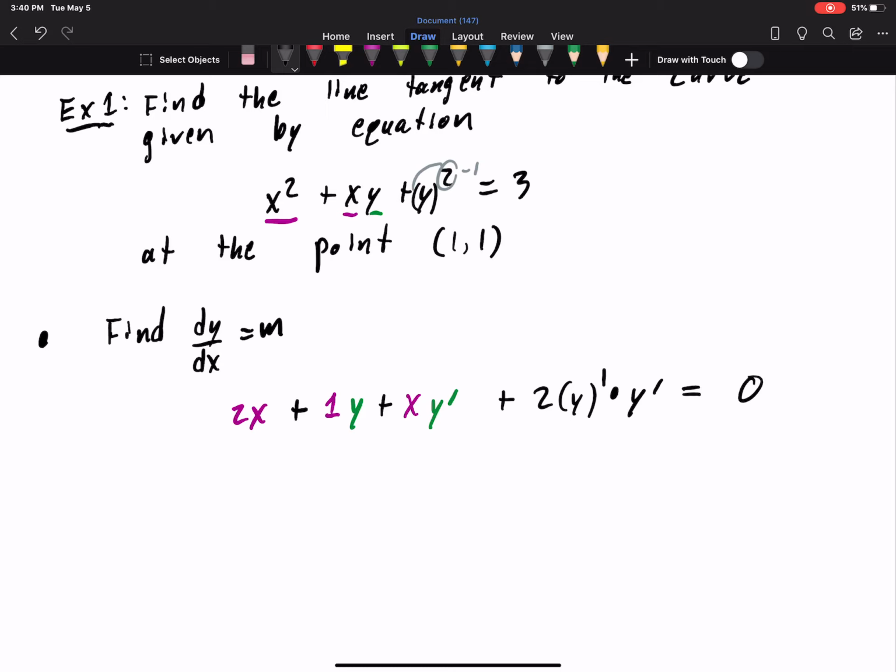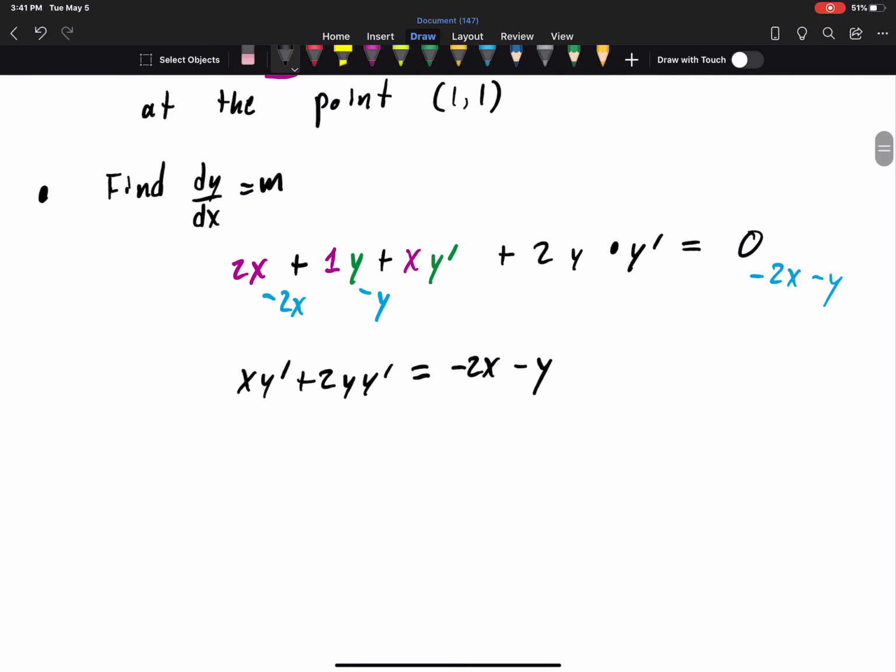Again, the goal is to find dy dx. Always, always, always keep the goal in mind. So we want to get all of our y prime stuff on the left-hand side, and all of our non-y prime stuff on the right-hand side. To do that, we're going to subtract our 2x and our y from both sides. Rewriting, this gives us x y prime plus 2y y prime, because we don't need that exponent or these parentheses anymore. Anything to the first power is just that thing. And this is equal to minus 2x minus y.